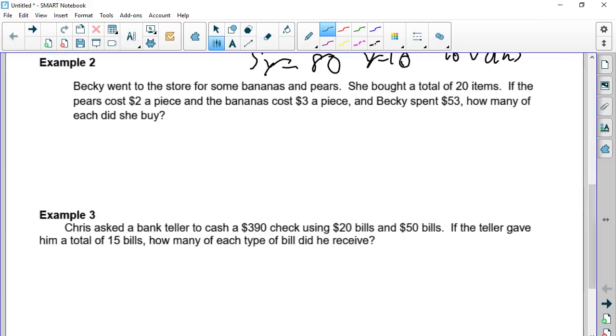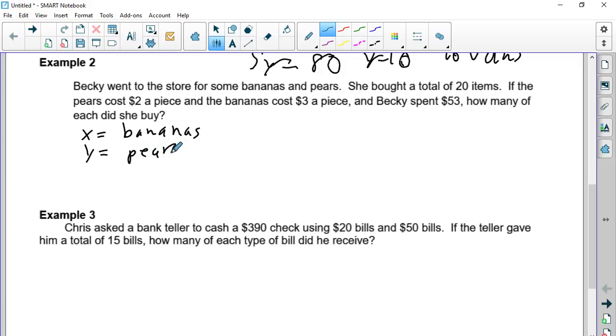Number 2. Becky went to the store for some bananas and pears. She bought a total of 20 items. Bananas were $2 apiece and pears were $3 apiece. She spent $53. Again, set up your values. If you want to use B and P or X and Y, it makes no difference. You call X bananas or pears, it makes no difference. So that's bananas, and this is pears.